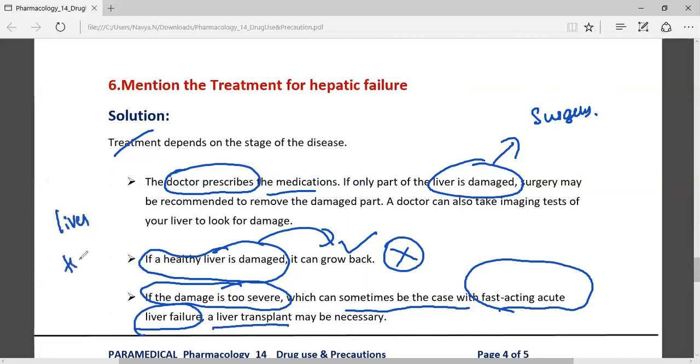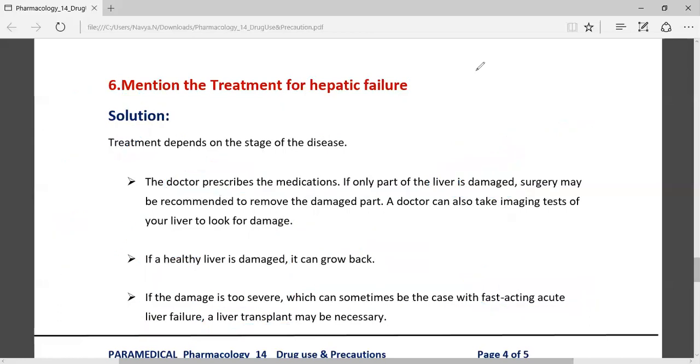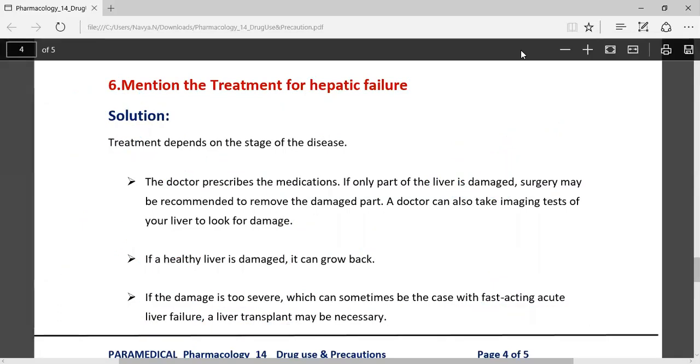the patient may go for a liver transplant. When they go for a liver transplant, it means the liver is too damaged. Surgery is for partial damage. A healthy liver will grow back, so they just leave it.